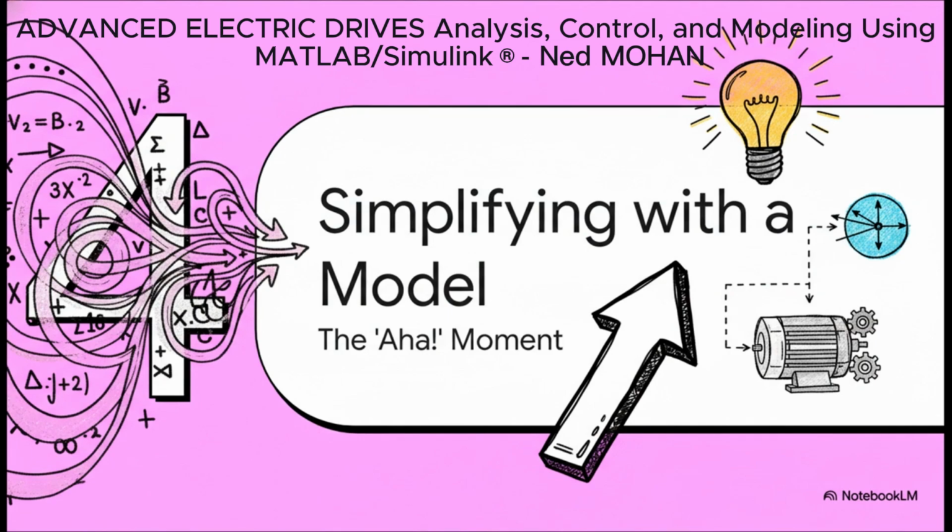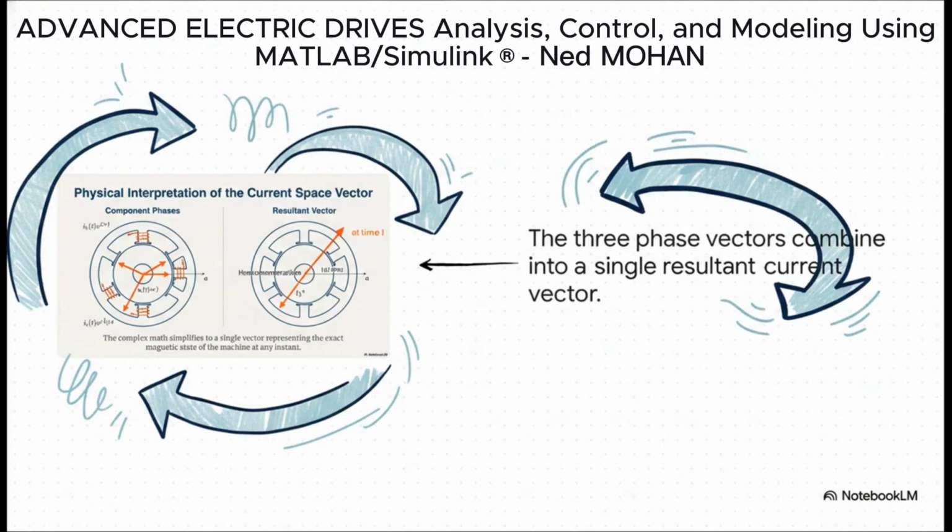All this complex math, it leads to a brilliantly simple physical interpretation. And this, right here, this is the real aha moment. This is the power of this entire approach. And this illustrates that concept perfectly. On the left, you've got the 3 pulsating phase currents, but their combined effect, on the right, is perfectly equivalent to a single resultant vector that represents the entire magnetic state of the machine.